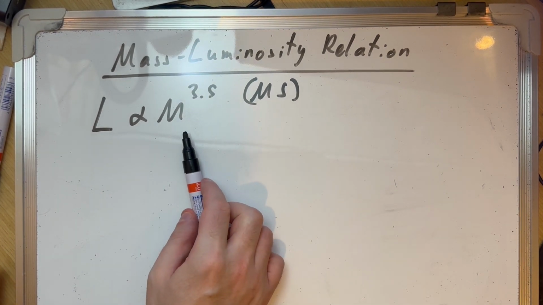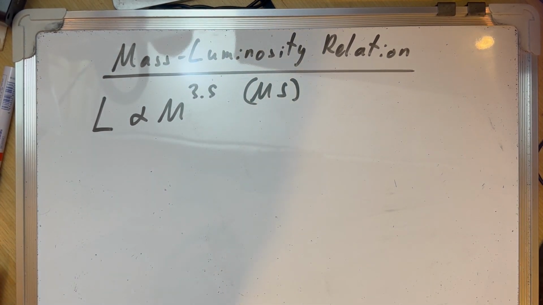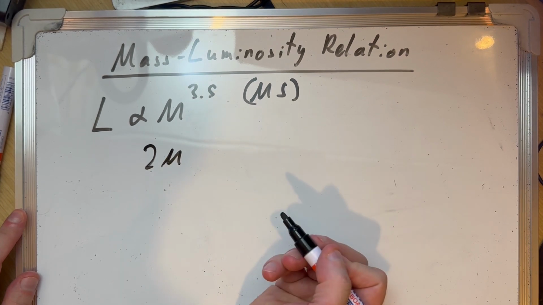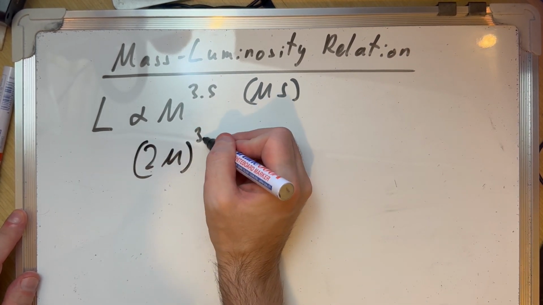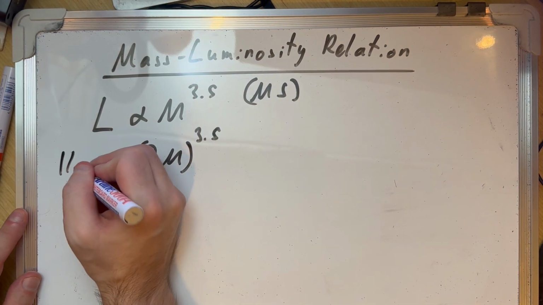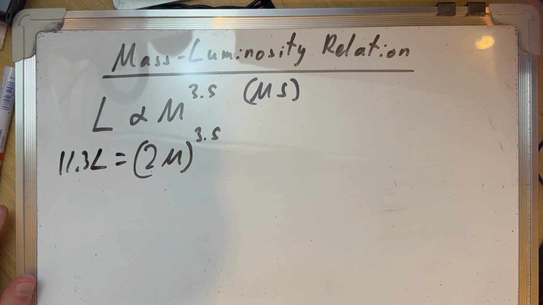Generally, the more massive a star, the more luminous it is, which should make sense, but mass makes a big difference. So if it's m to the 3.5, think about that. That means if we double the mass, how much more luminous is it? Well, it's 11.3 times the luminosity.